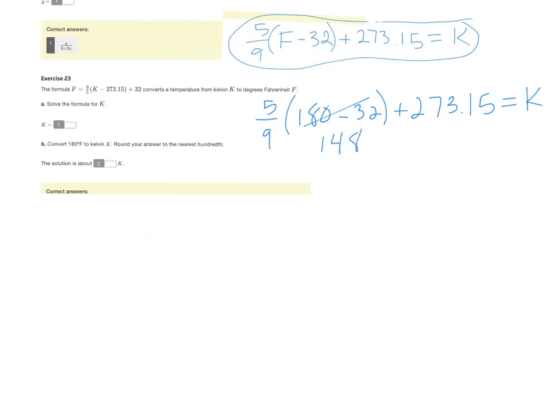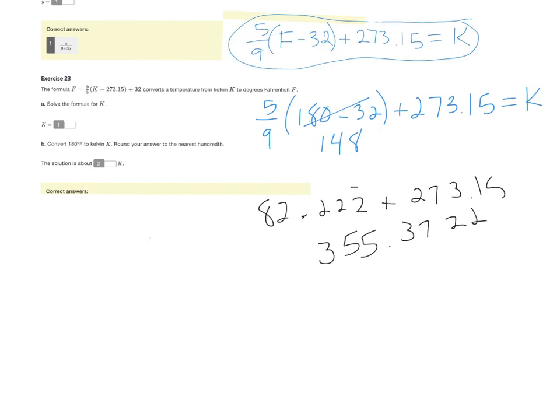Now I'm going to multiply that by 5/9. So I did 5/9 times 148, and I got 82.2222 repeating, right? Just keeps going and going and going. Then we have to add 273.15. So let me do that quick. Plus 273.15 gives me a total of 355.37222222, a bunch of twos.